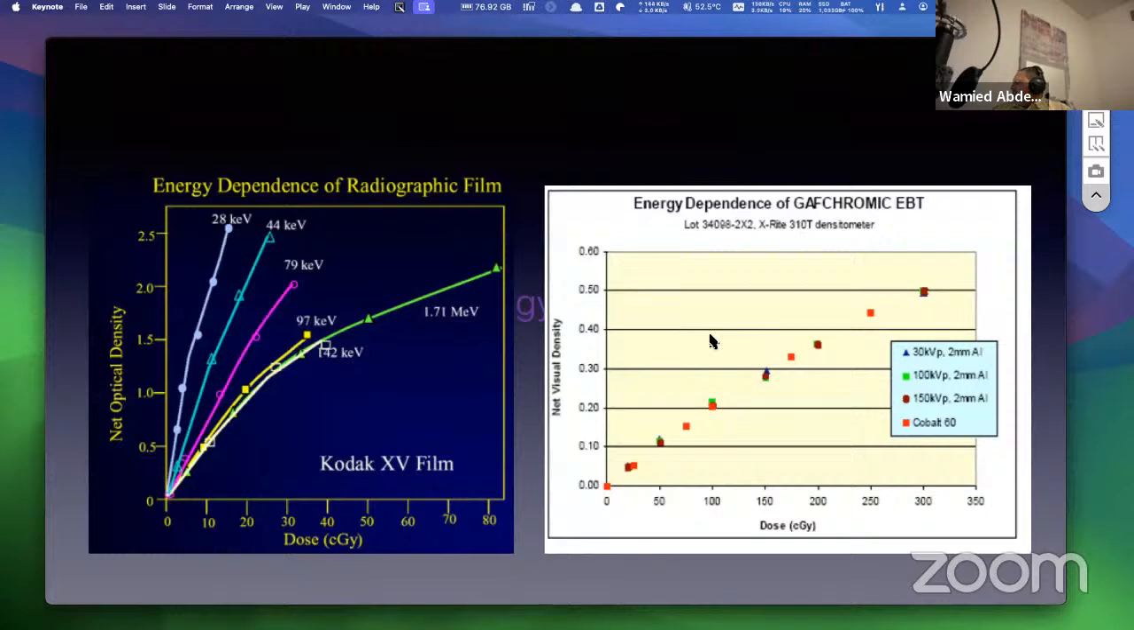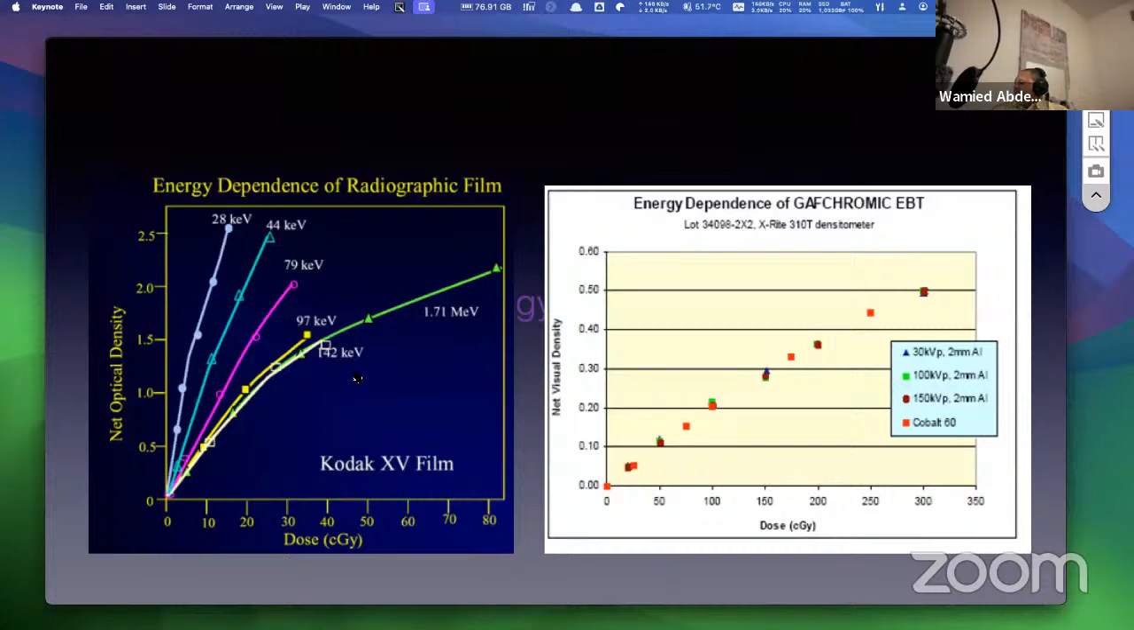The nice thing about the films, at least the chromic films, as this curve shows, is that they exhibit dose or energy independence. So we can calibrate them at a given energy and use them for other energies. The disadvantage is that they are not linear dosimeters. So we need to get a calibration curve relating the optical density reading to the dose. It's not a linear dosimeter.